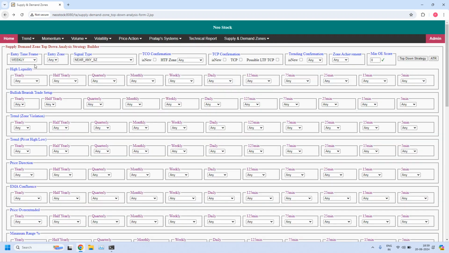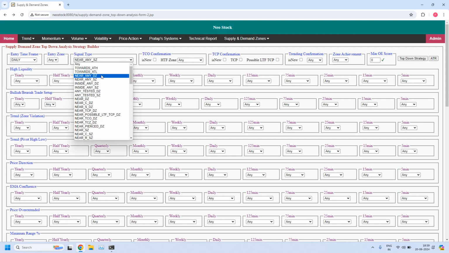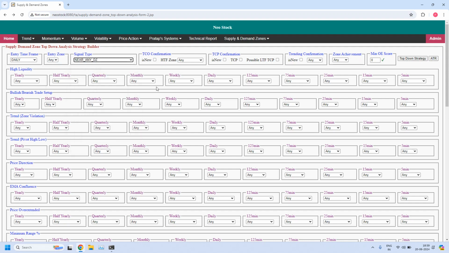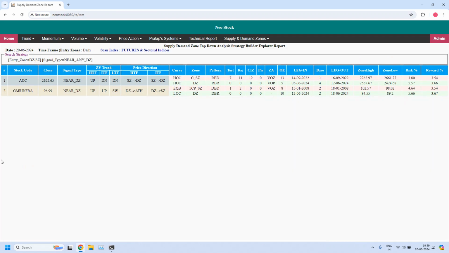Now I am going back, changing the time frame to daily. Entry time frame is daily. Let us find the stocks near daily demand zone. Two stocks are filtered and there are no daily high liquidity zones from this list. So we don't have any daily high liquidity demand zones.